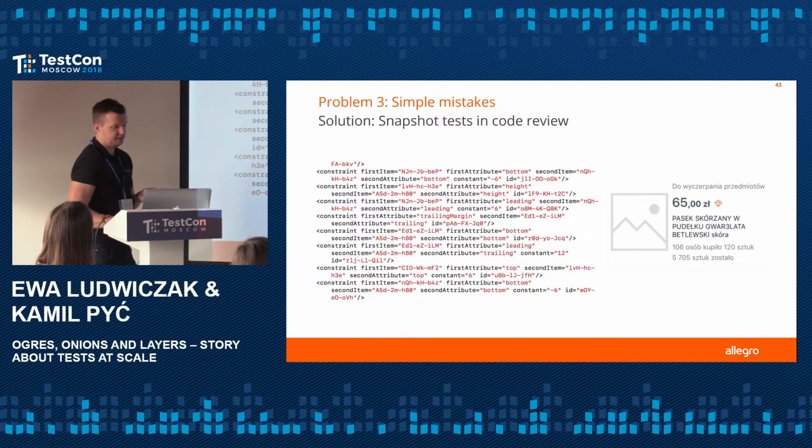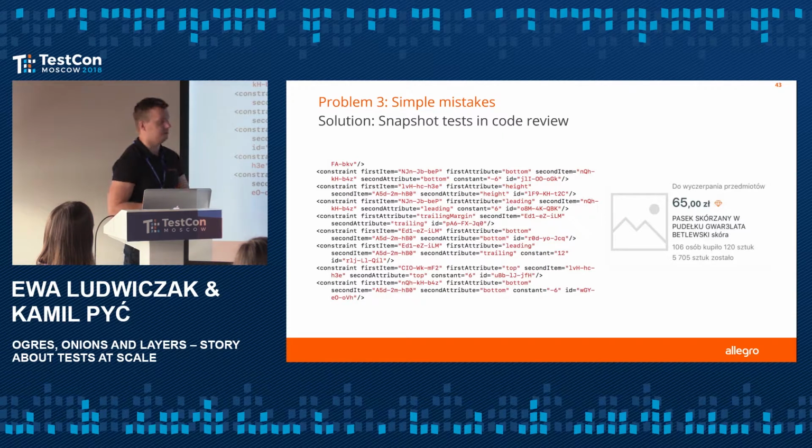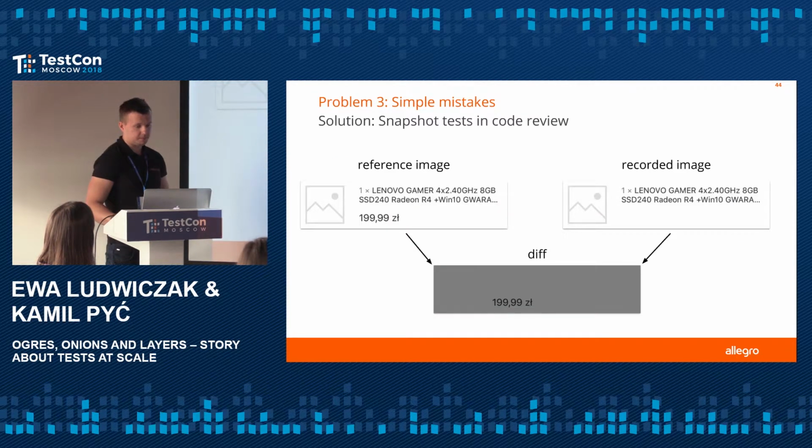And in this case, it's really easy. It is just a cell for a single item, and you wouldn't wonder what it is. So how to make it easy to review?